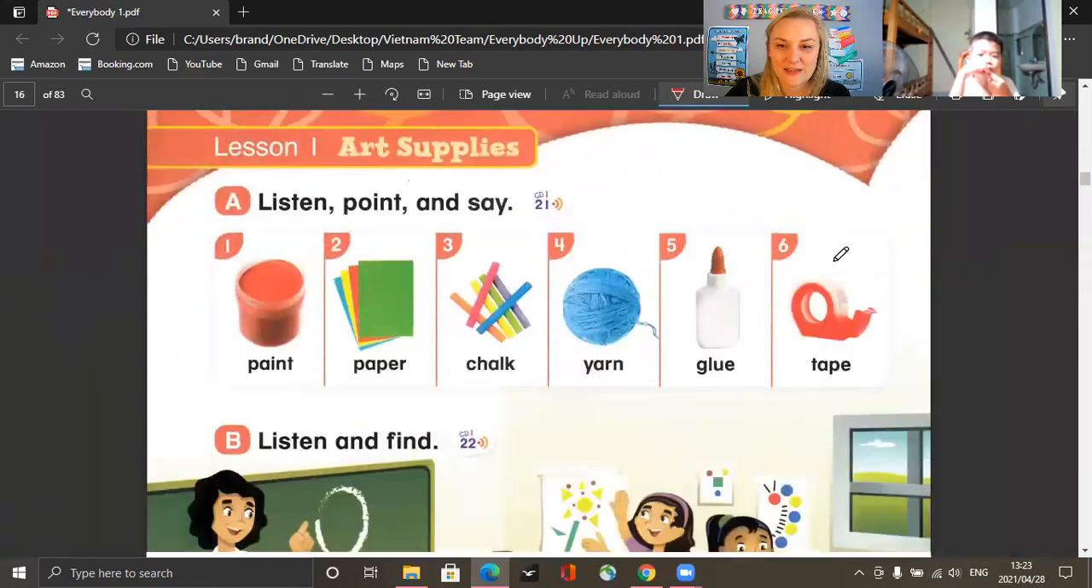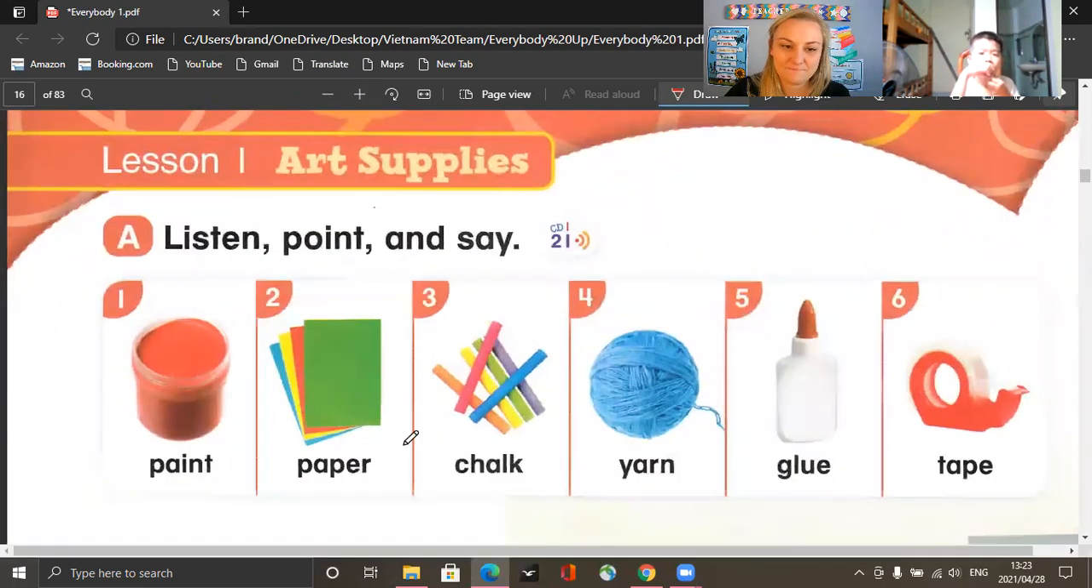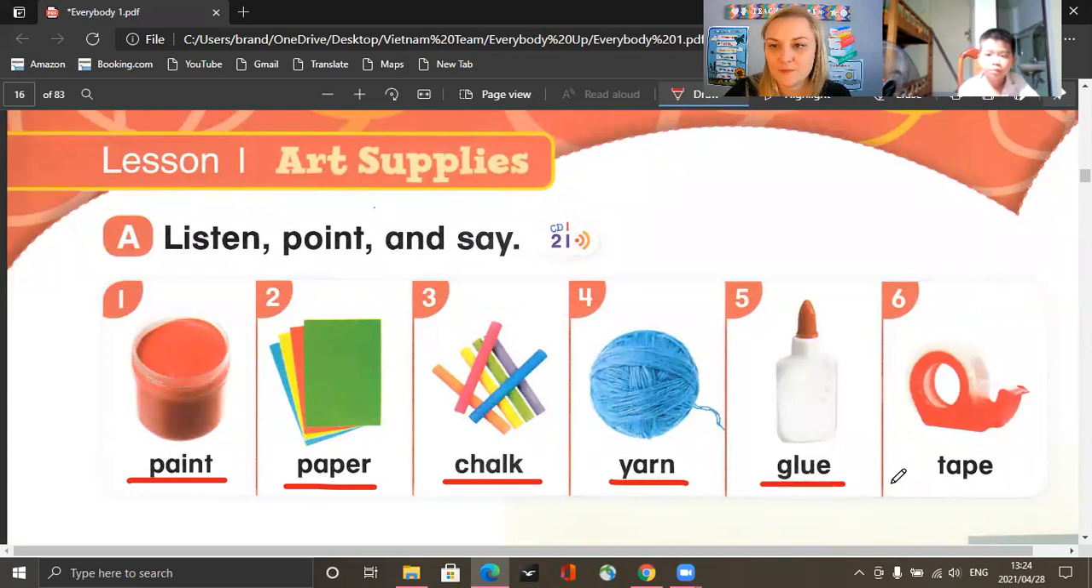Now we're going to the next class. Okay. Number one, paint. Pink. Paper. Chalk. Yarn. Glue. Tape.